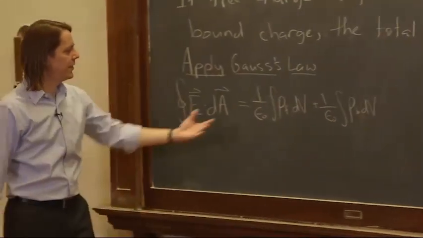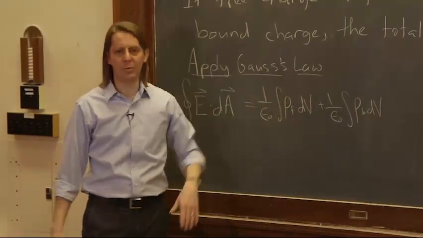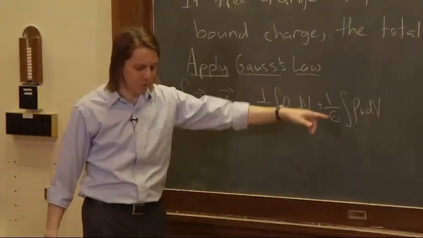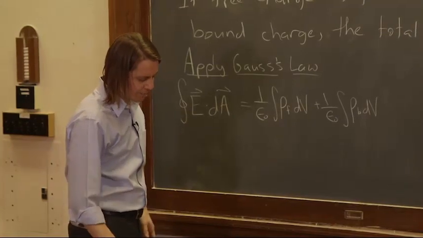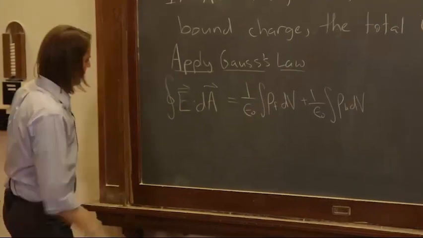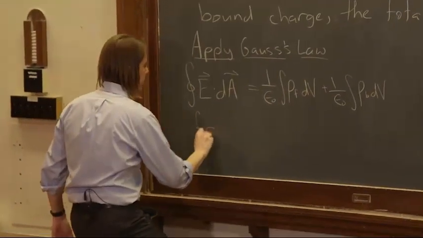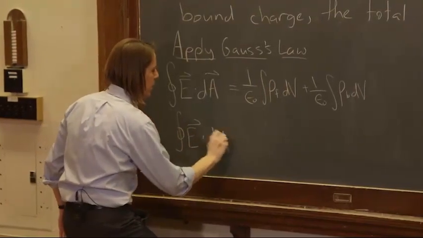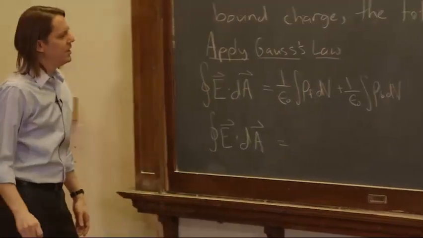That's really just Q enclosed over epsilon naught. Just the two flavors of Q enclosed, the bound and the free. Okay. Now let's write it again. The integral around this closed surface of E dot dA, and we're going to change one of them.